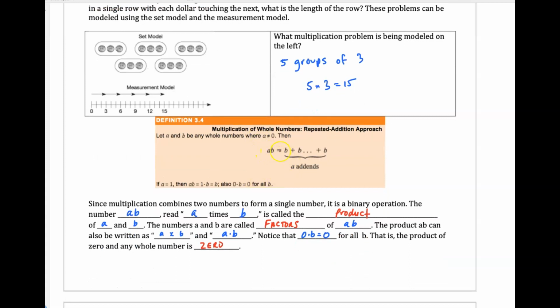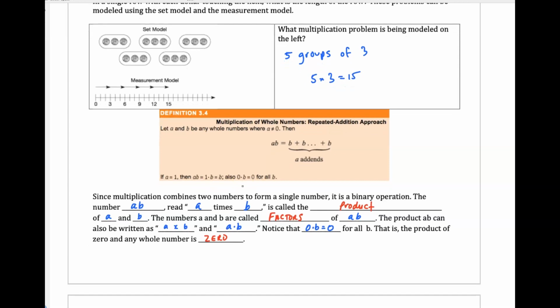A times B is just B added A times, right? You're going to add B together with itself that many times. We also know if A equals 1, then A times B is equal to B. And 0 times B equals 0 for all B.